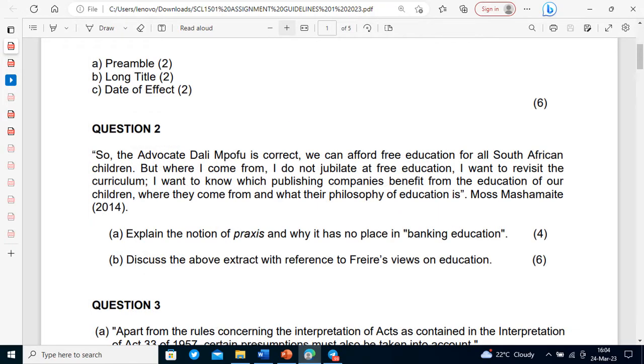So question 2, guys, as you can see, they advocated Limpopo and so on, so you read that part alone. Now just focus on the question. Question A states: explain the notion of a price. I don't know how to pronounce that word. Why it has no place in education, banking education.